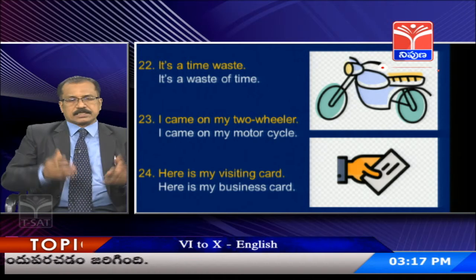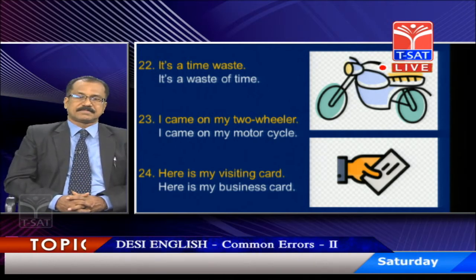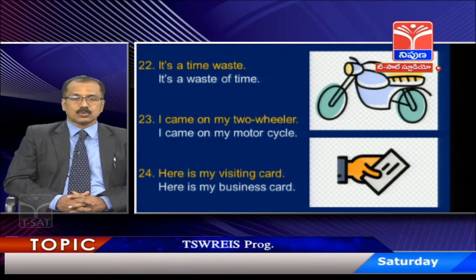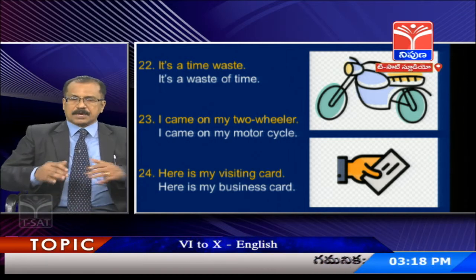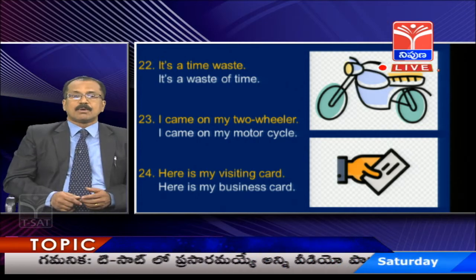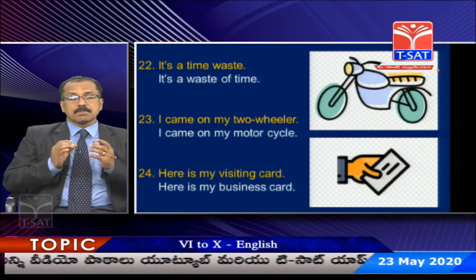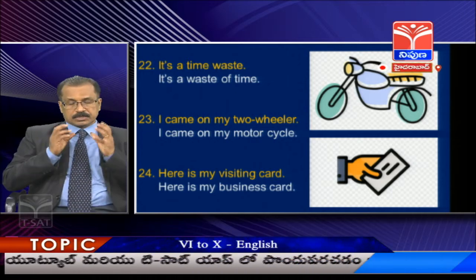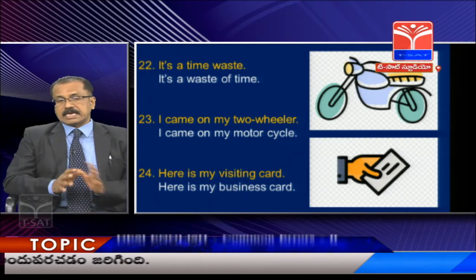The next sentence is, I came on my two-wheeler. There is no such word as two-wheeler. You cannot ride on two wheels. You should say, I came on my motorcycle, or I came on my scooter. I came on my motorbike or motorcycle or a scooter. So never say, I came on my two-wheeler.